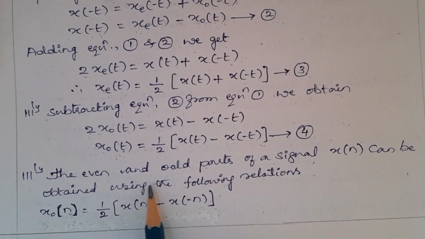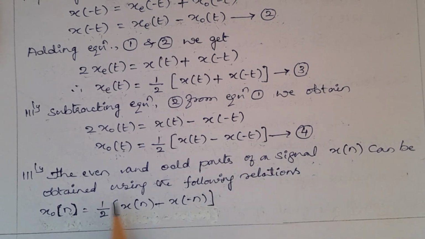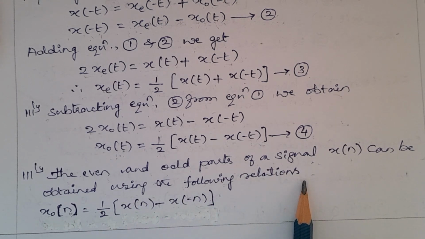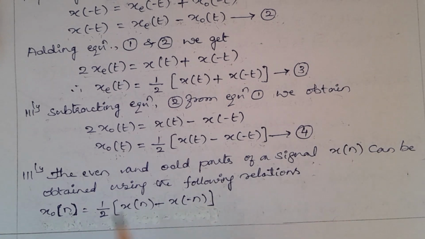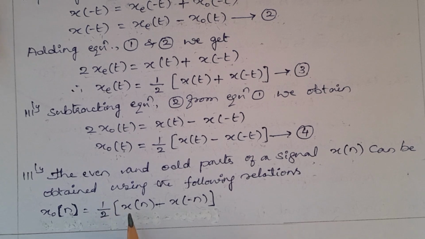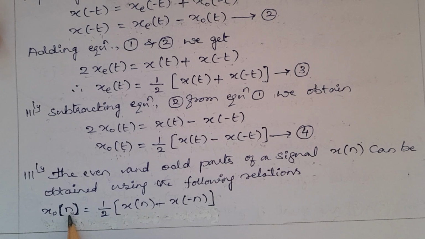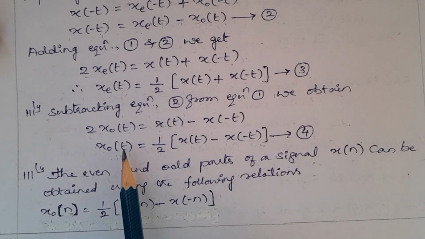Similarly, the even and odd parts of a signal x of n can be obtained using the following relations. Suppose if we consider a discrete time signal, xo of n equals half of x of n minus x of minus n. This is the CT signal, continuous time signal, and this one is the discrete time signal. n is the index or integer, t is in time.